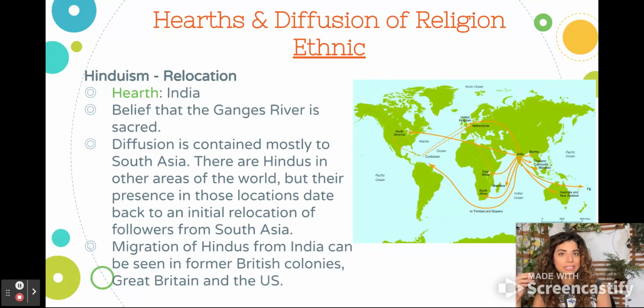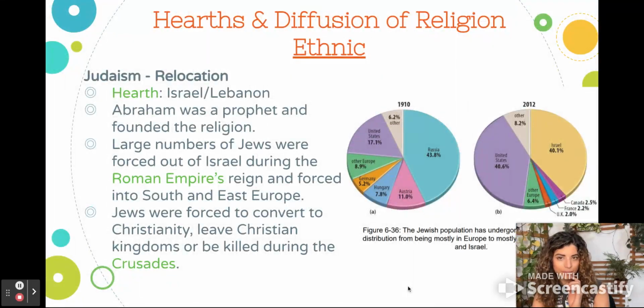Diffusion is contained mostly to South Asia, but there are absolutely Hindus all around the world. Their presence in these locations dates all the way back to the initial relocation of followers from South Asia. Migration of Hindus from India can be seen in the former British colonies, Great Britain, and also the US. So here we see all these many instances of relocation diffusion.